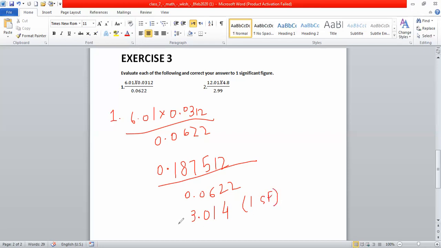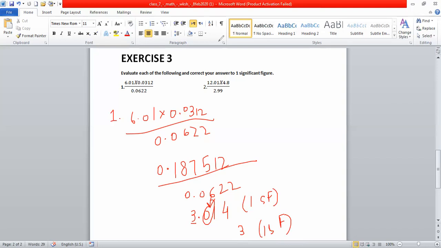All of these are significant figures because zeros between non-zero digits are significant. So there are four significant figures, but you have to round this number to one significant figure. So 3, and if you see, the next value is less than 5, so it stays 3. So we have rounded it to one significant figure. I hope you understood up to here. If you have any query, you may comment your query anytime.